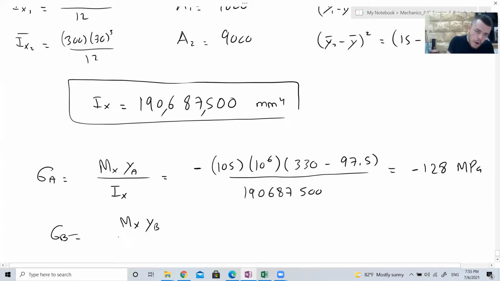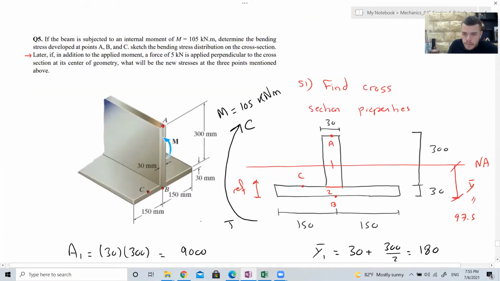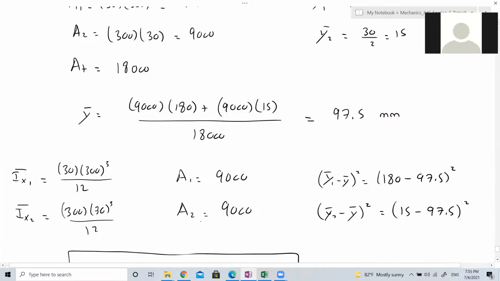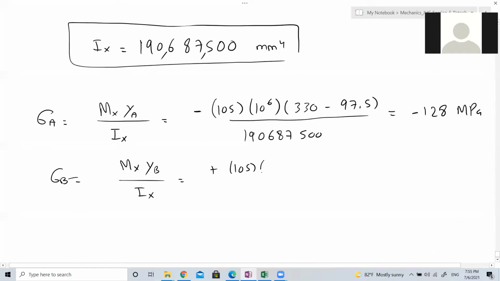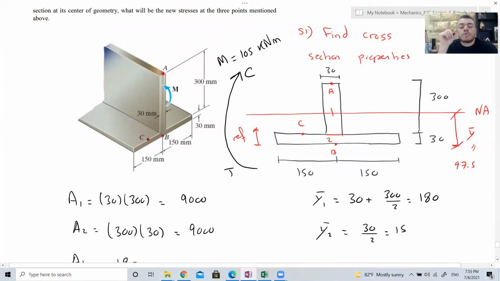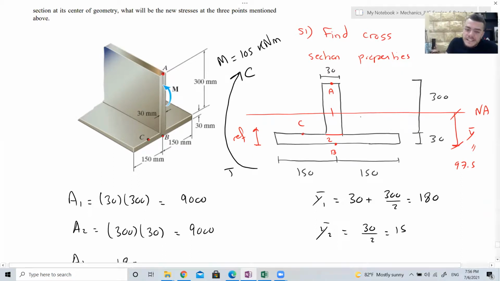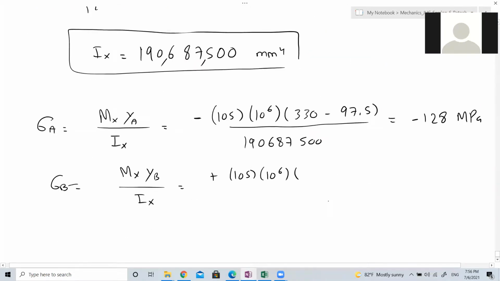What about sigma B? It's Mx YB over Ix. B, is it in tension or in compression? Tension, so plus. What is YB? Zero. You're going to confuse me, Mohammad, today. How zero? Wait, I mean, it's not zero, it is 97.5. It is the distance between the neutral axis and the point. 97.5. Yes, the same y bar.